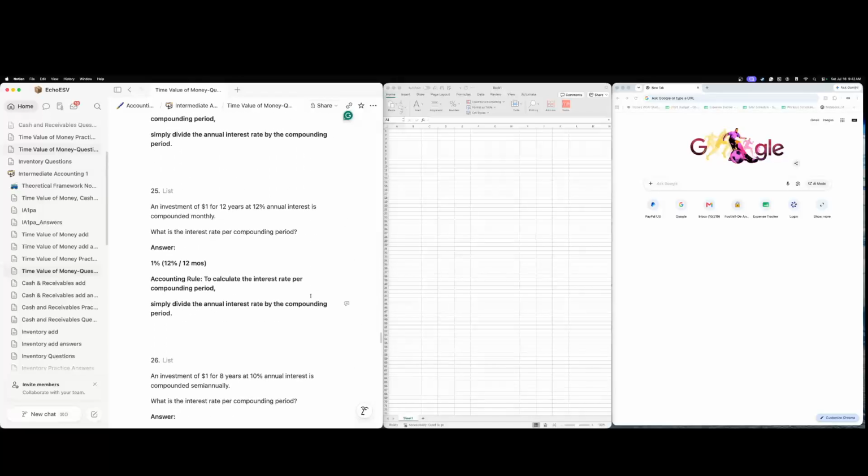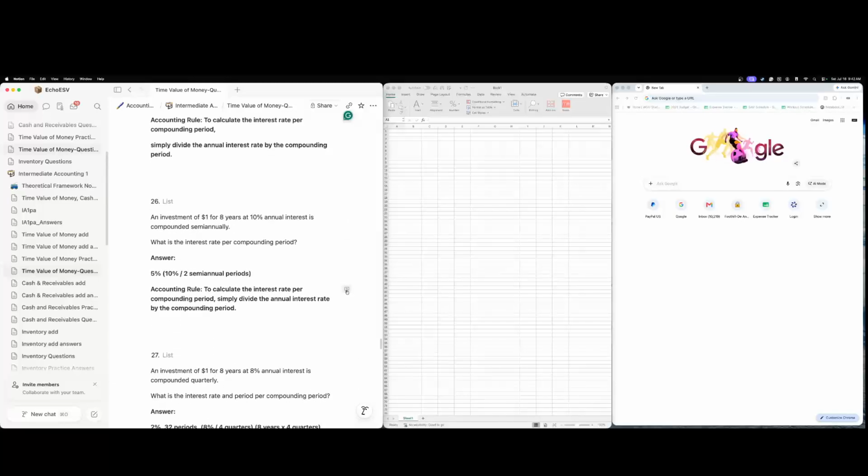An investment of $1 for 12 years at 12% annual interest compounded monthly. So there are 12 compounding periods at 12% annual interest, which means every month the interest rate per compounding period is 1%. An investment of $1 for 8 years at 10% annual interest compounded semiannually. What is the compounding rate? It's 5%.